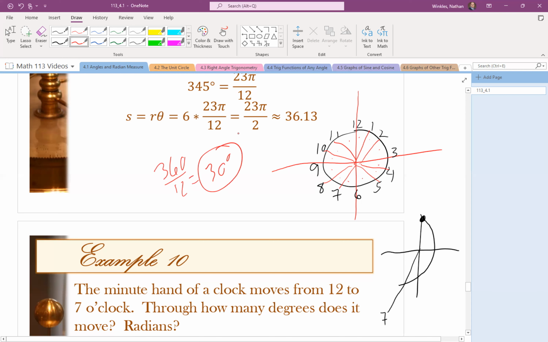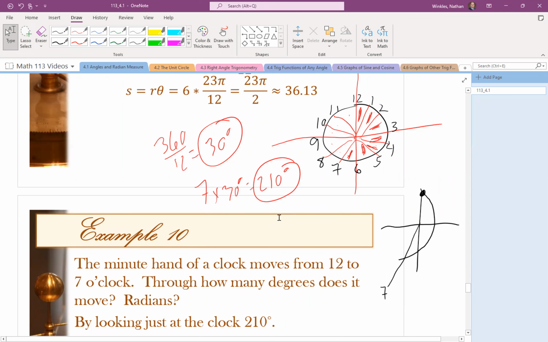So each number on here represents, when we go from 12 to 1, that's 30 degrees. 1 to 2, that's another 30 degrees. 2 to 3, that's another 30 degrees. So if we went from 12 to 7, we would have 1, 2, 3, 4, 5, 6, 7. So 7 times 30 degrees is 210 degrees.